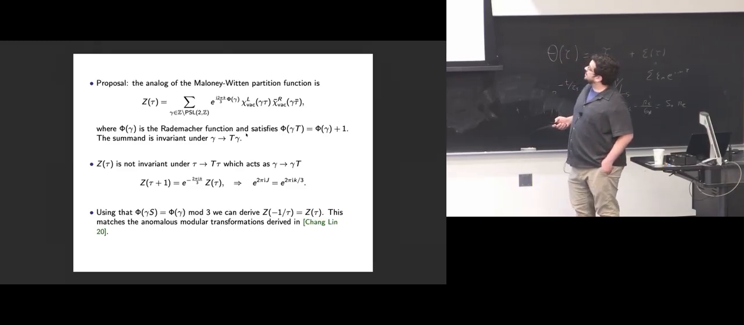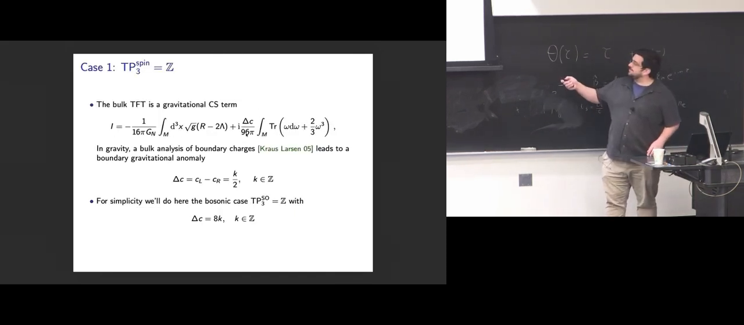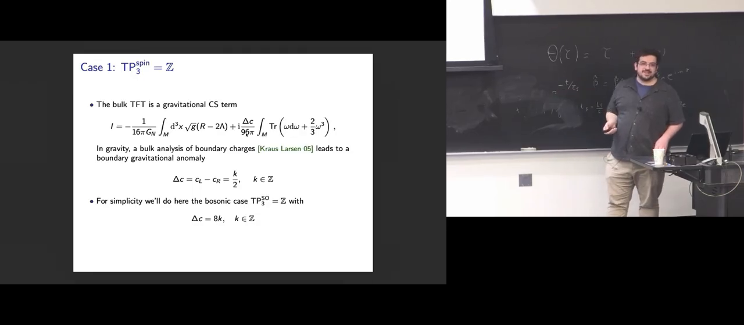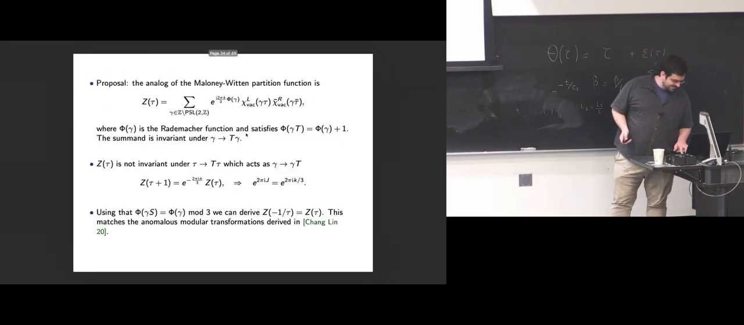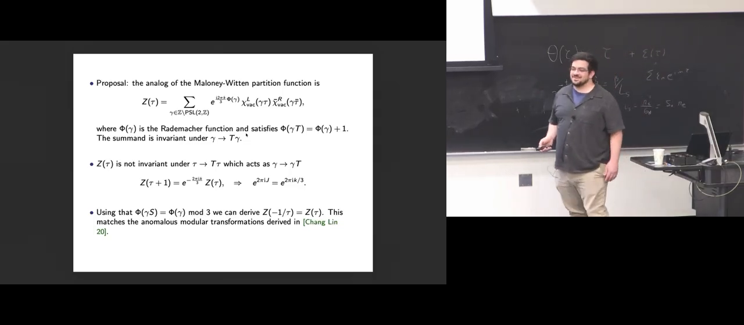The 3 just comes from the normalization of the delta C and how it relates to this k. You just have to keep track of these factors of 8 and factors of 24. I don't know any more insightful comment of where it comes from.